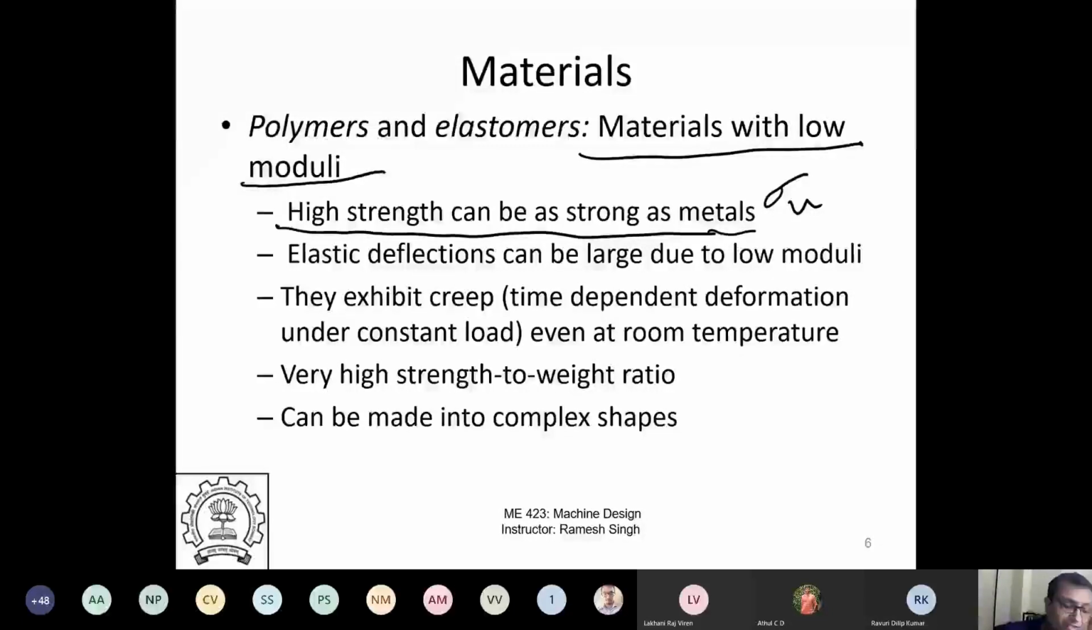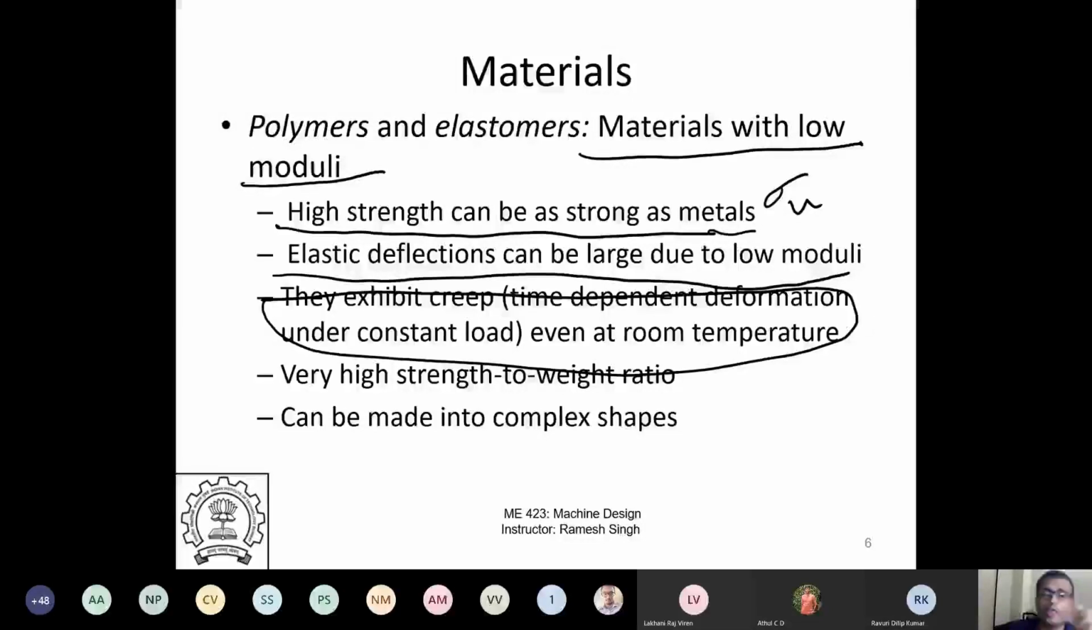Elastic deflections can be very large. They exhibit creep, which is a very important thing. If I put a load on it and do not change the load, in metals this creep issue is not very prominent except at high temperature, where at a constant load it will deform. Otherwise, in metals, you have to increase the stress for strain to increase. But in polymers, even at constant load, you will see deformation with time, and it is called creep.